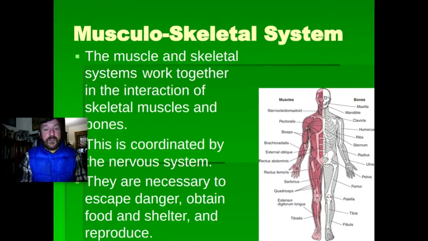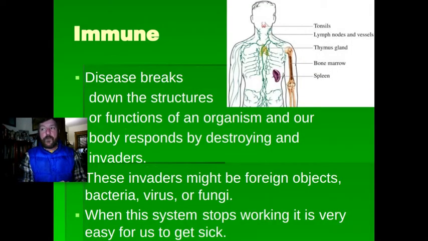Your bones provide support and structure. They also serve a major role in a couple of other things, calcium regulation and things like production of red blood cells, very important for us. Also, these things do help us to reproduce, because for the act of reproduction, you need certain muscles working in order for this to happen. The immune system, very, very important for all of us, obviously, especially in times like this.